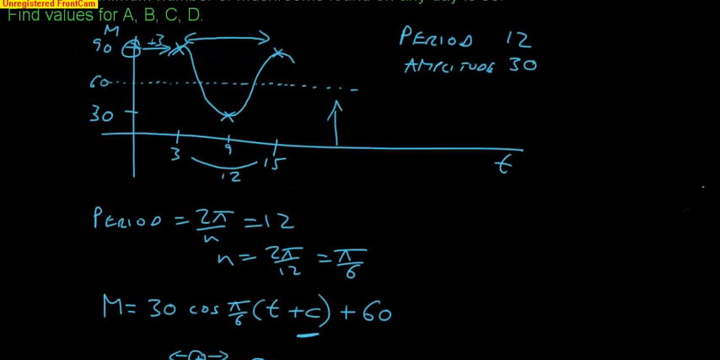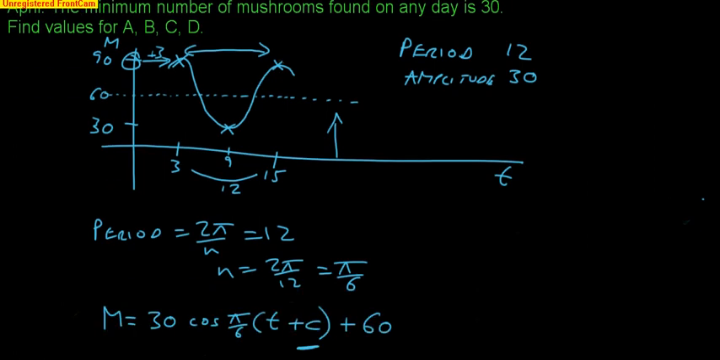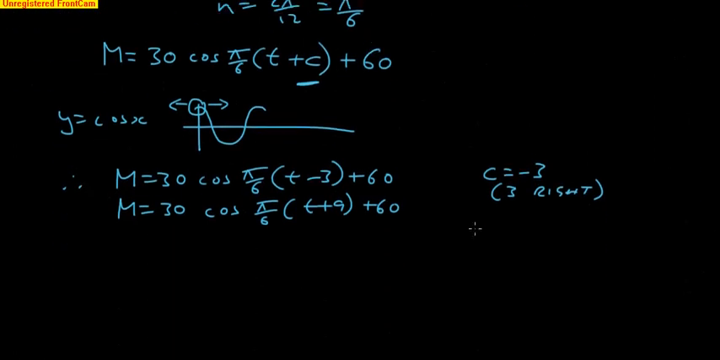The question actually asked me to find values for A, B, C and D, so just to make sure you're answering the questions correctly, you just want to list those. Even though you've written them as an equation, just be cautious answering questions. So A equals 30, B equals pi by 6, C equals, I'll put my negative 3 solution, and D equals 60.